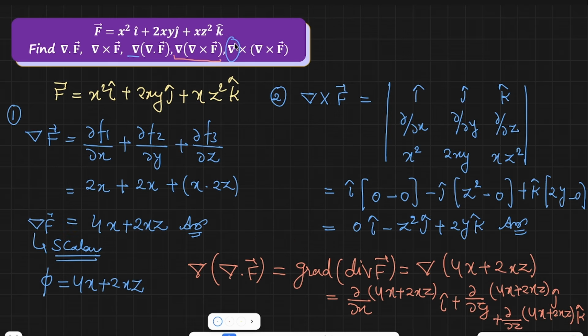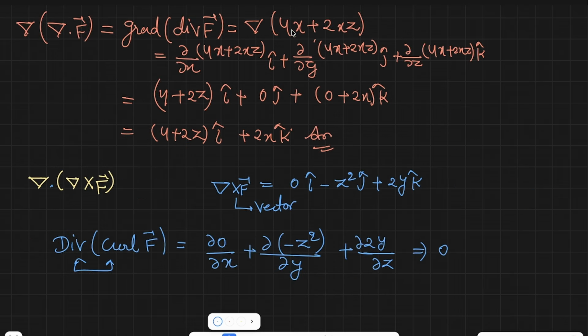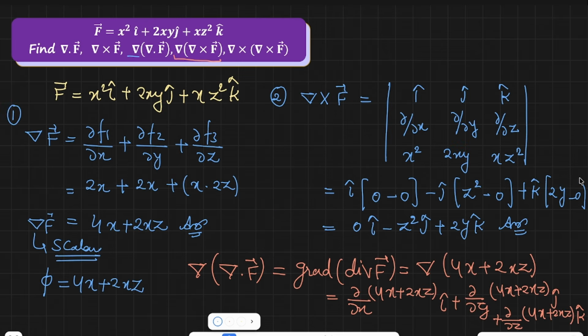And next will be the curl of this. So again you have to apply this. So this is your curl. Now you apply i, j, k. This is curl of curl. So dou by dou x, dou by dou y, dou by dou z, and that is going to be 0, minus z square, and 2y. Okay, this is how we can solve these different kinds of differential operators, and this is how we can apply derivative operators.